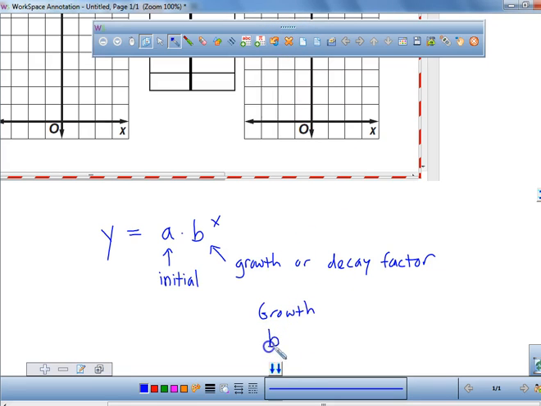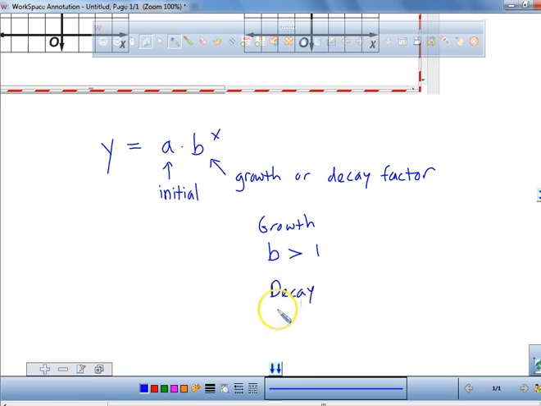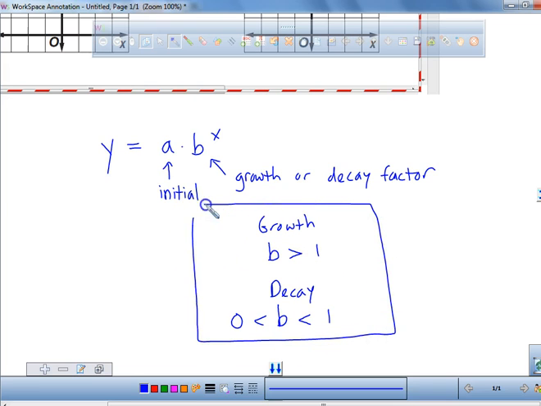if the B value ends up being greater than 1. It's considered to be a decay factor if the B value is less than 1 but greater than 0. So any fraction between 1 and 0 is going to make things significantly smaller every single step. So you're going to be dealing with either growth or decay.